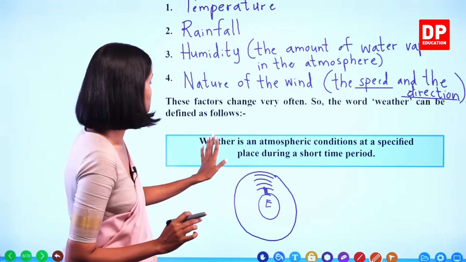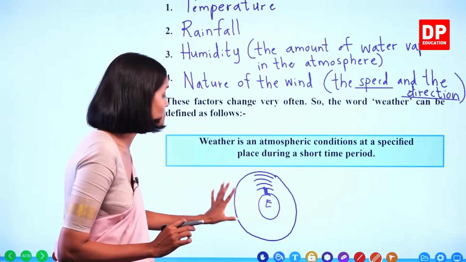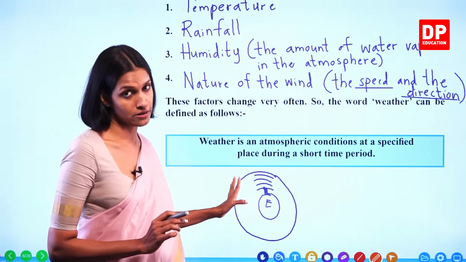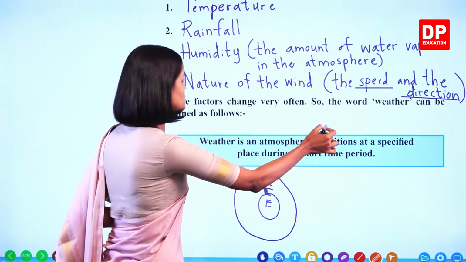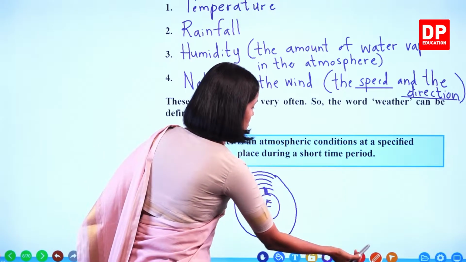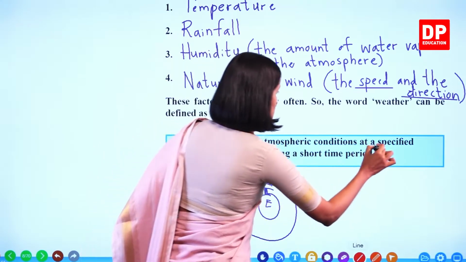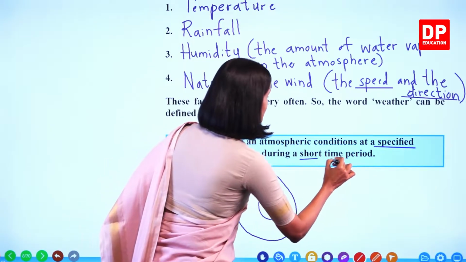Right, children? That is why weather is an atmospheric condition, because it takes place in the atmosphere, part of the atmosphere, right? So, weather is an atmospheric condition at a specific place during a short time period, right? Specified place during a short time period.